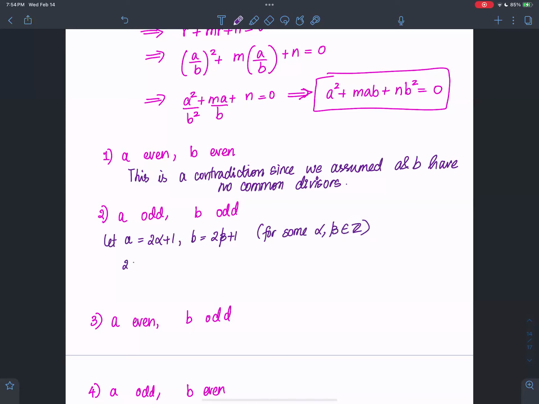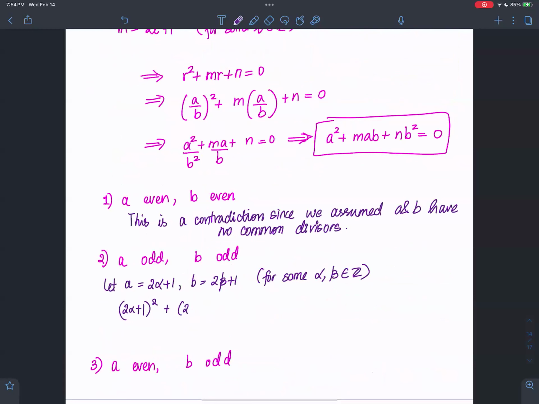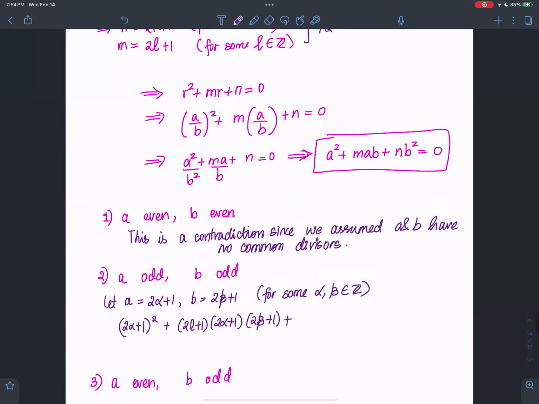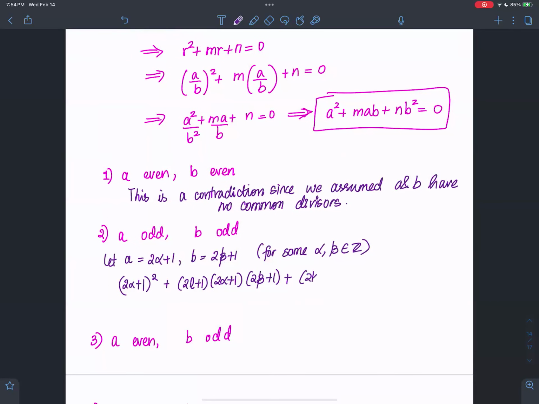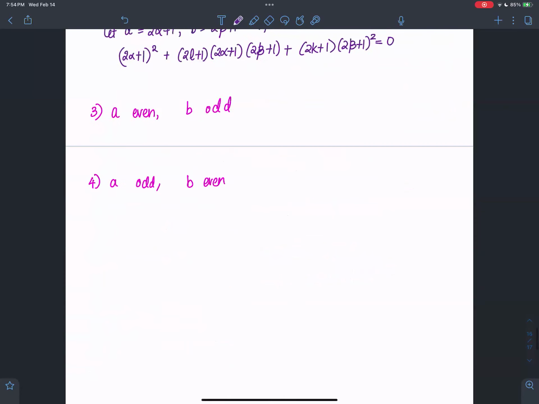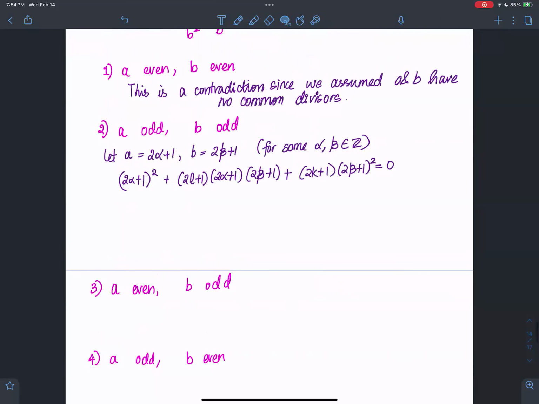Now the equation will become (2 alpha plus 1) squared plus, what was M again? 2L plus 1. (2L plus 1) times A, which is (2 alpha plus 1) times (2 beta plus 1), plus, oh goodness, N B squared, 2K plus... I told you guys, it's very tedious. I'm not a big fan of this at all. The people who had to write this for a quiz, I mean, it's not difficult, it's just so long.